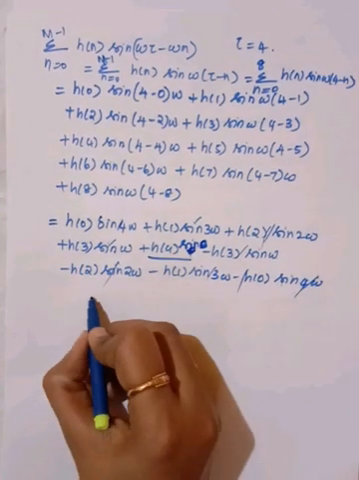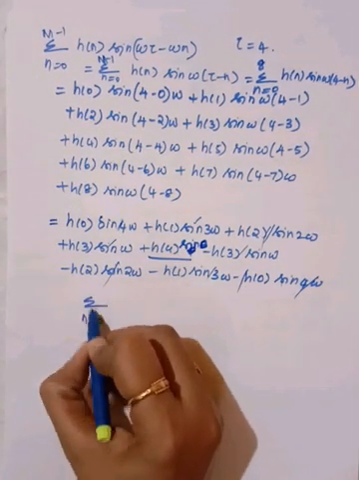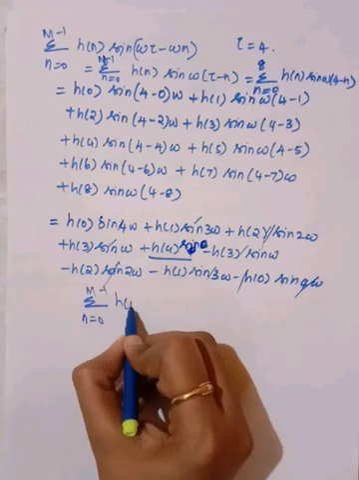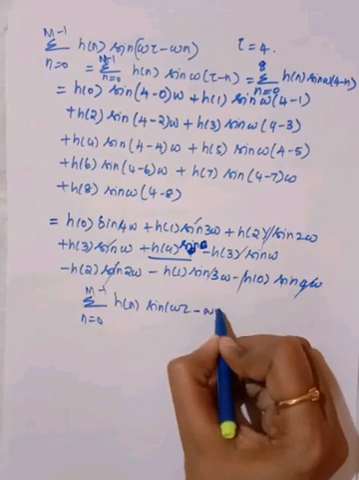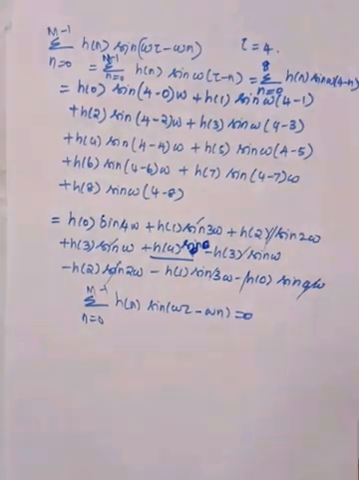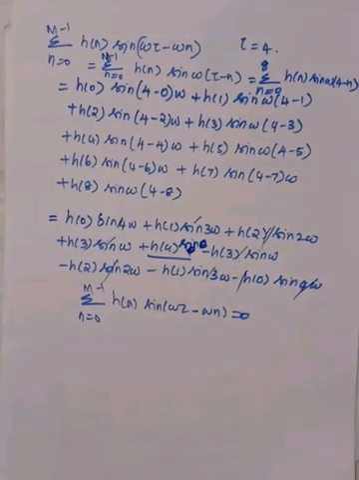become 0. So your summation n is equal to 0 to m minus 1 h of n sine omega tau minus omega n is equivalent to 0. We have proved this for m is equal to 9.